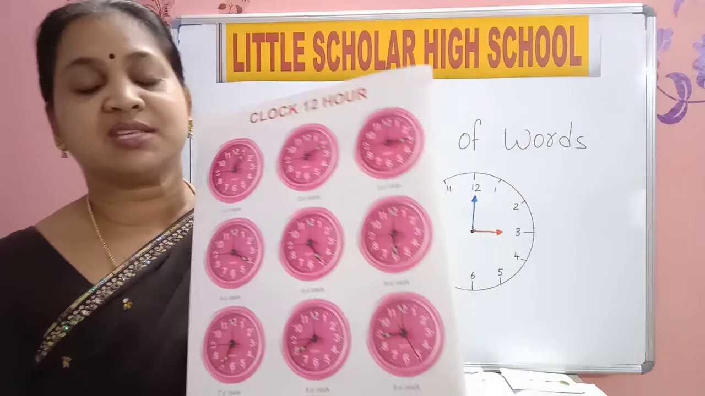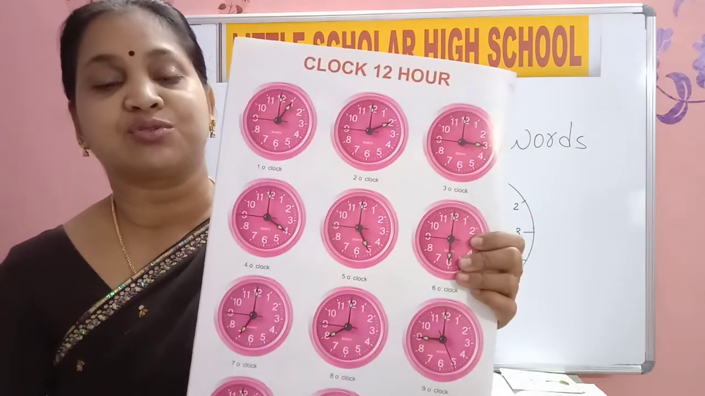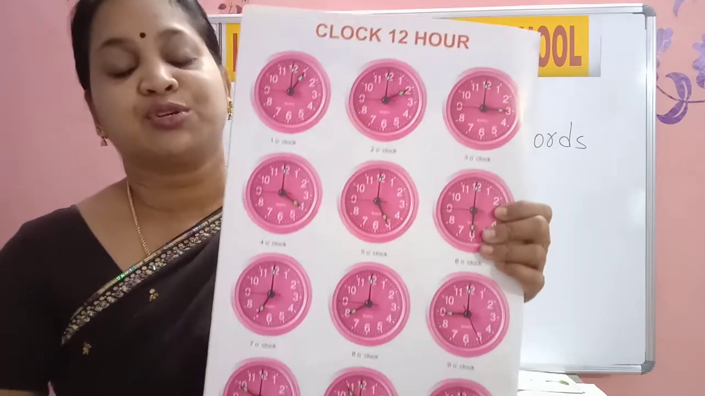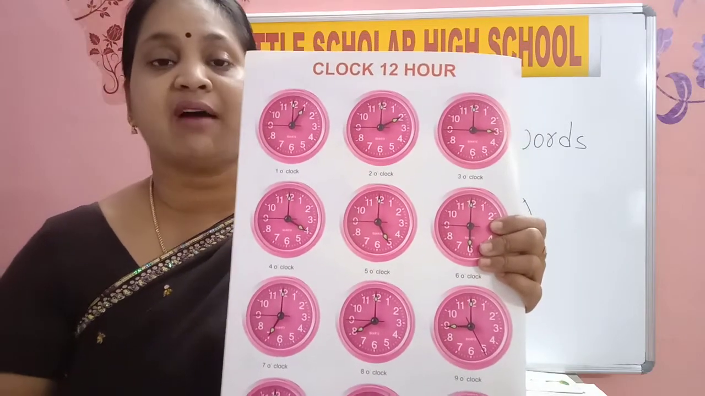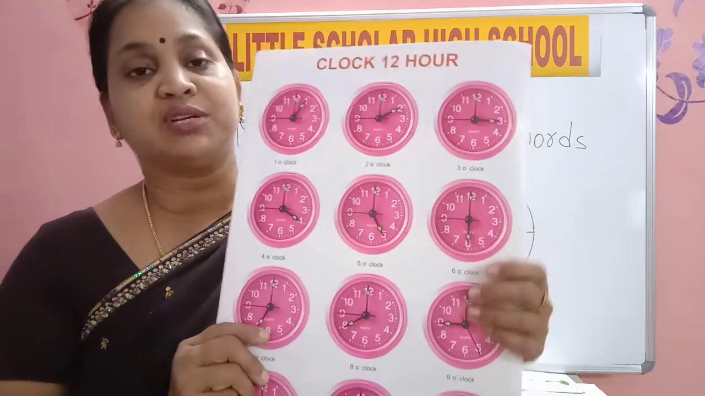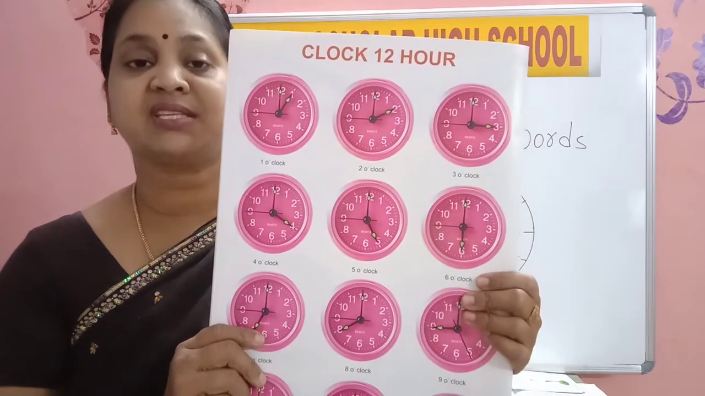So this is reading time, reading hours, to know which number, which hand you should see: the short hand. You should see that the minute hand is exactly on 12. So you need to see the hour hand. Where is the hour hand?